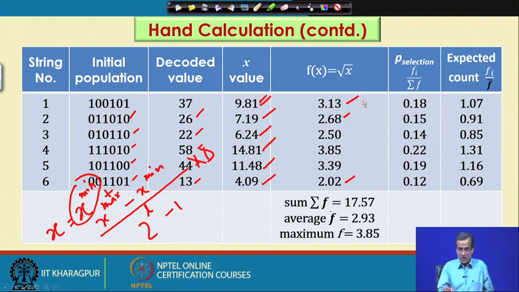Now, I can find the fitness values of all the solutions. I can find the sum of all fitness values, and that comes to 17.57. I can also find the average, that is 17.57 divided by 6, which is equal to 2.93. And if we look into this fitness information, out of all the fitness values, the maximum is 3.85.